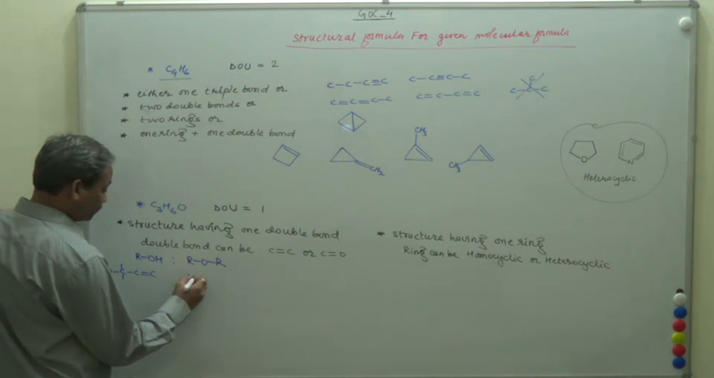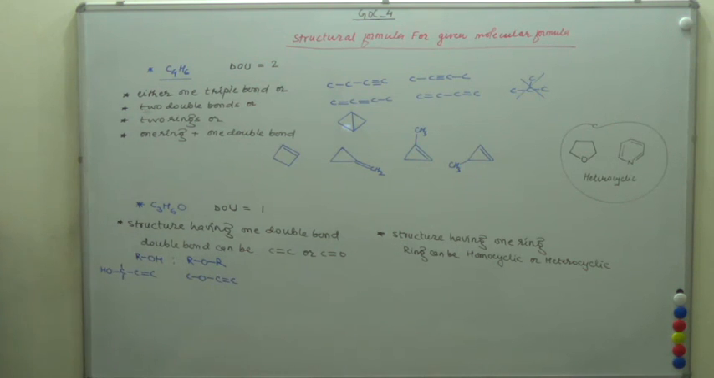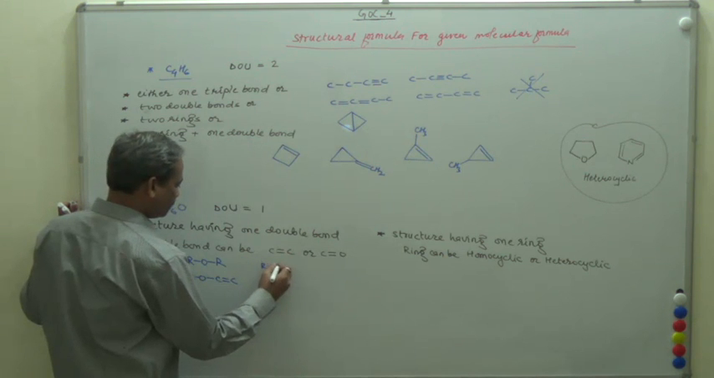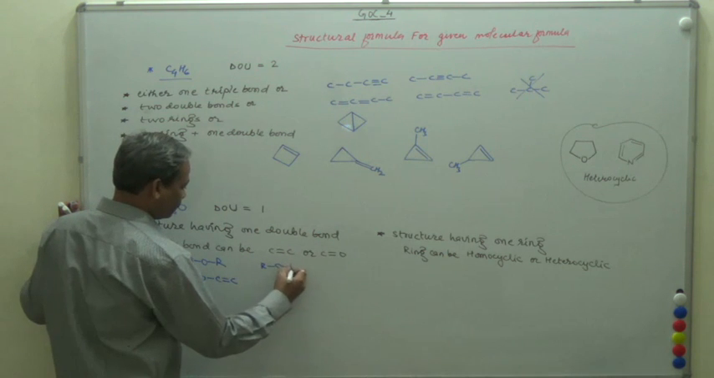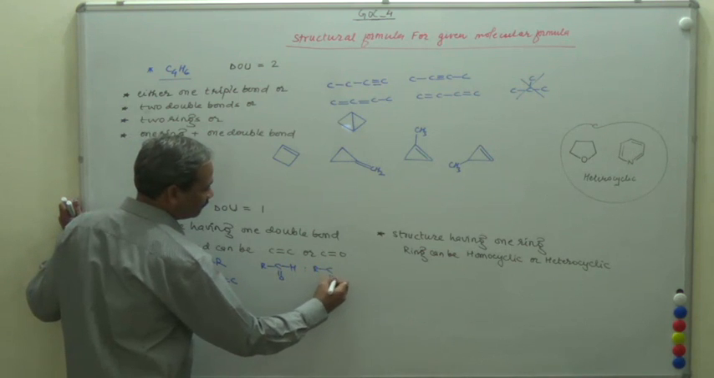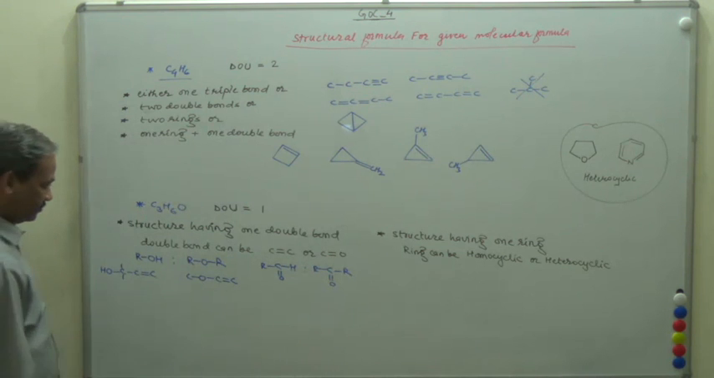And in ether, this is a possibility. For a carbon-oxygen double bond, it can be an aldehyde or it can be a ketone.